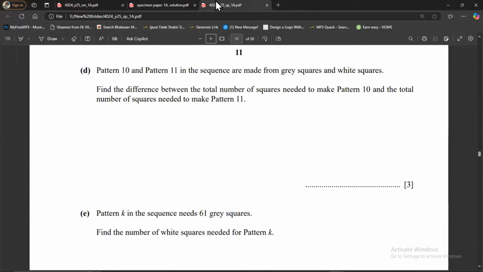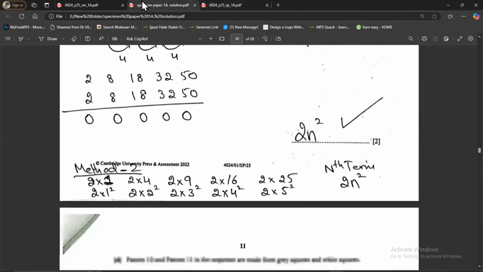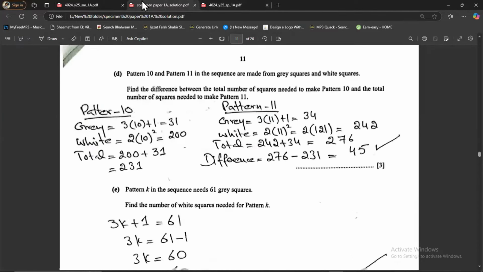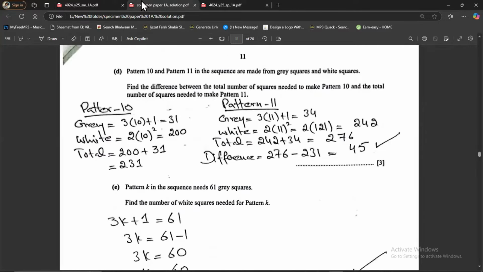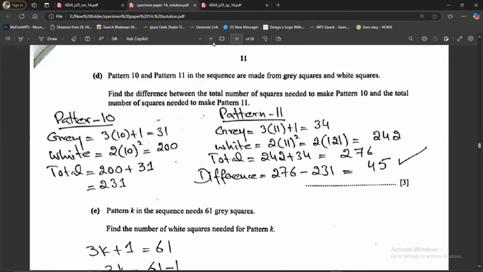Then he says pattern 10 and pattern 11 in the sequence are made from gray squares and white squares. Find the difference between the total number of squares needed to make pattern number 10 and the total number of squares needed to make pattern number 11. We know the nth term. For the gray tiles, the formula is 3n plus 1. And for the white tiles, the pattern is 2n squared.